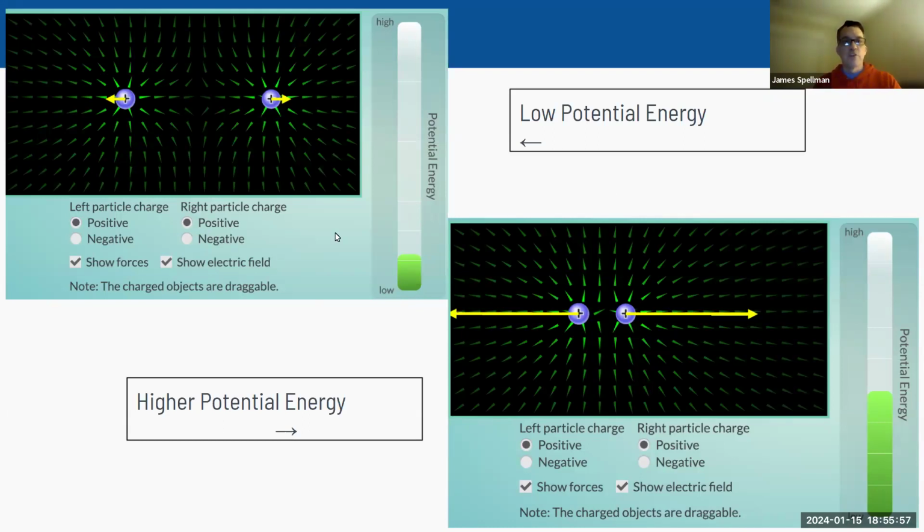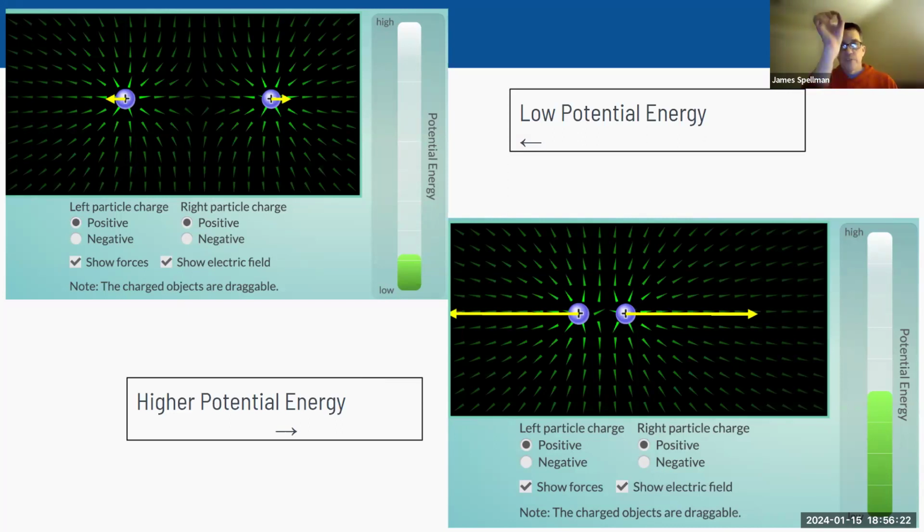So the first thing I've got on here is that this is a positive, and the one on the bottom is also positive. So we're just comparing and contrasting what happens if you take two positive particles and in the upper left, have them far apart, and in the bottom right, get them close together. So in the upper left, you see that they have very short arrows. Down at the bottom right, they have longer arrows. Those are telling us how much force there is.